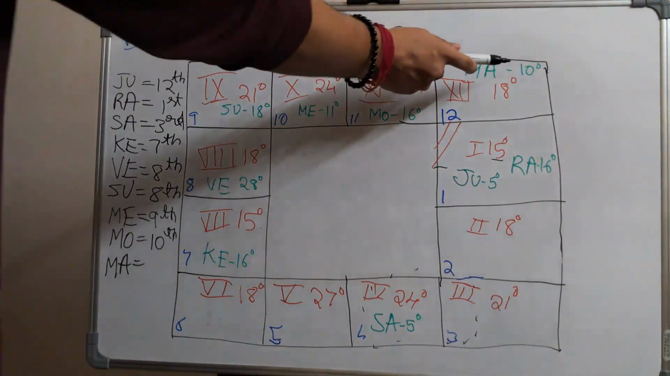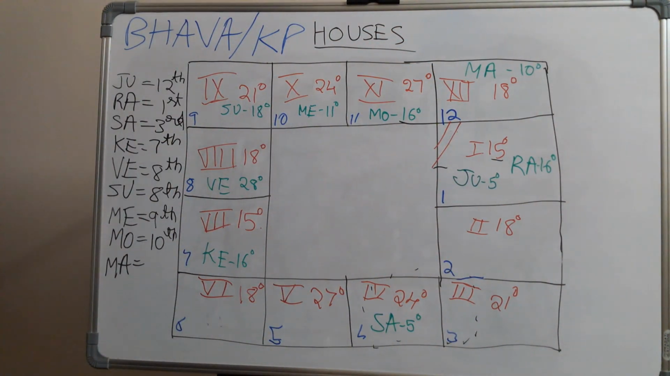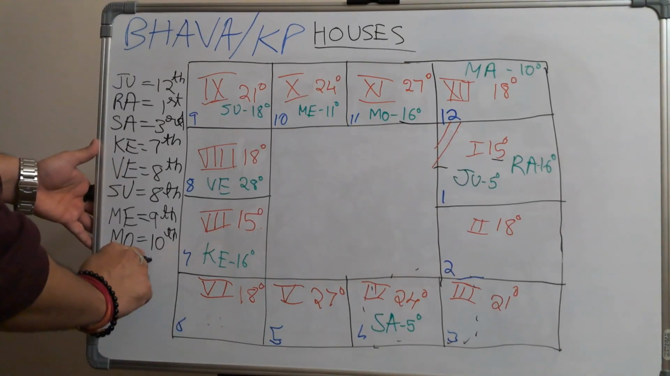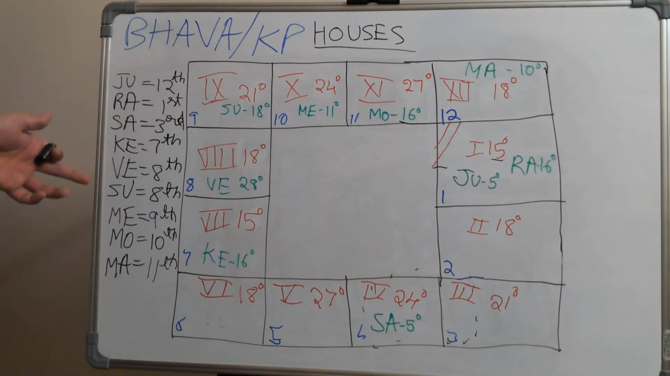Mars is at 10 degrees and the 12th house starts at 18 degrees. So Mars is in the 11th house. 1, 2, 3, 4, 5, 6, 7, 8, 9. Okay.